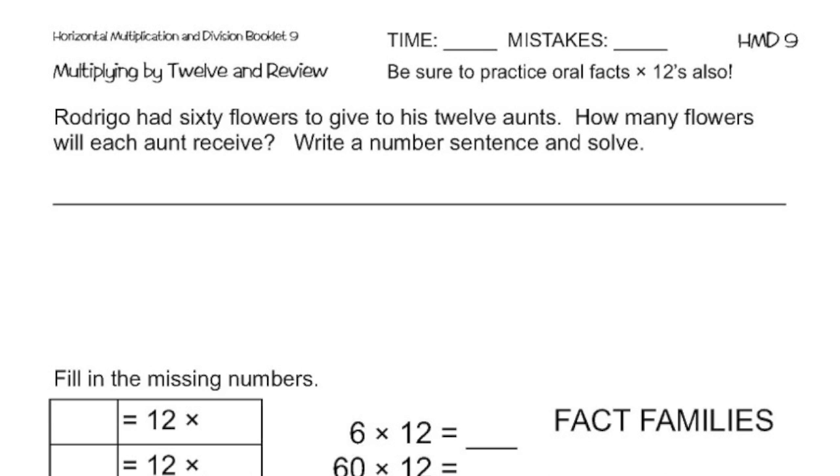Rodrigo had 60 flowers to give to his 12 aunts. How many flowers will each aunt receive? Write a number sentence and solve. Okay, that seems pretty straightforward. If he's basically separating them into smaller groups, that's going to be division. So I'm going to set up 60 flowers divided by 12, and 60 divided by 12 is equal to 5.